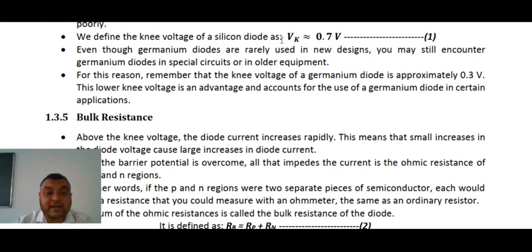Okay, now we define the knee voltage of a silicon diode as VK, that is 0.7 volt. सिलिकॉन के लिए हमने देखा है कि जो नी वोल्टेज है VK, that is K stands for knee and V stands for voltage, so VK that is 0.7 volt, और similarly for germanium this VK that is 0.3 volt.